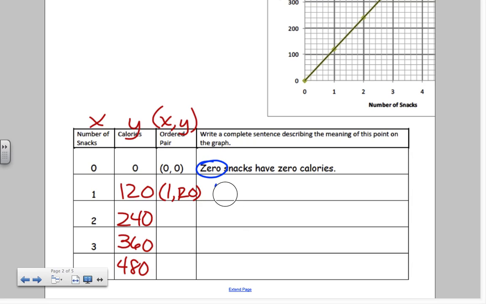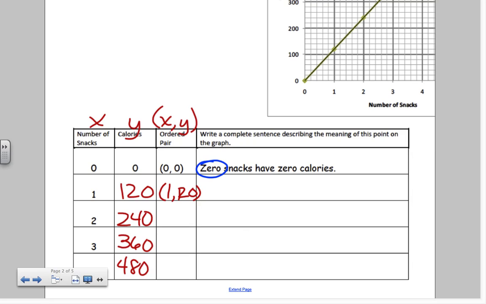Oh, Mrs. Holmes. What if for a number higher than 100? So could someone read a statement for 240? How could you describe that point? What would you say that in words? 2 snacks has 240 calories. Well, how else could anybody say it a different way? 240 calories is equal to 2 snacks.